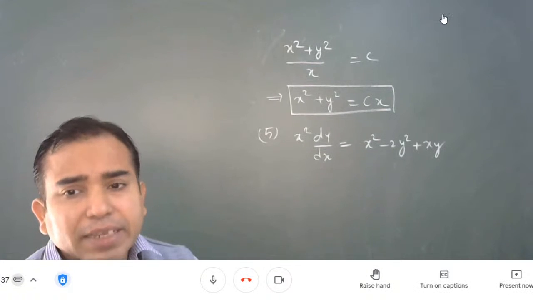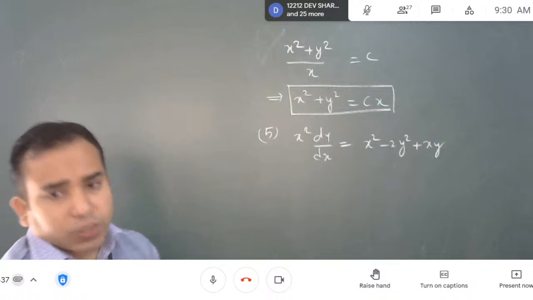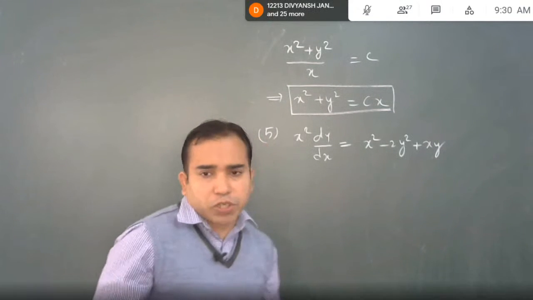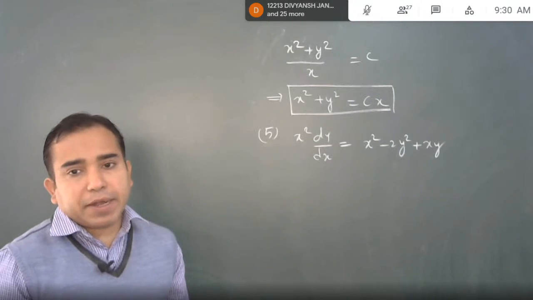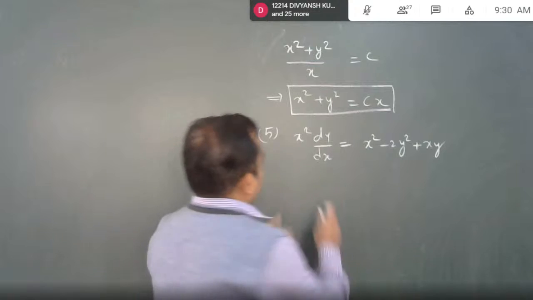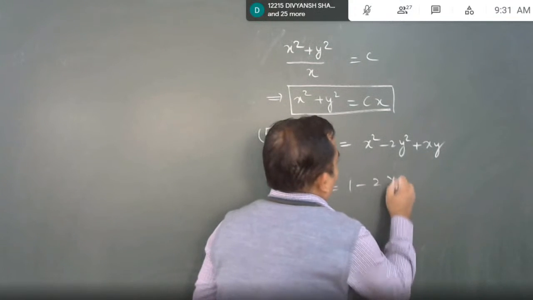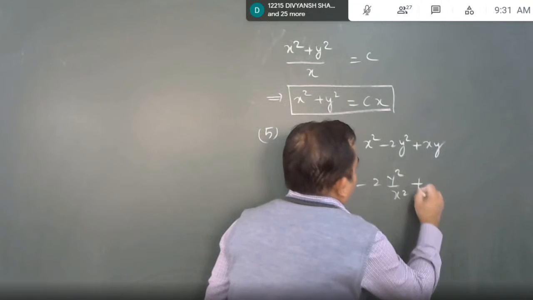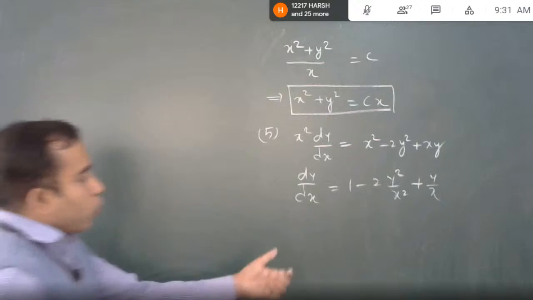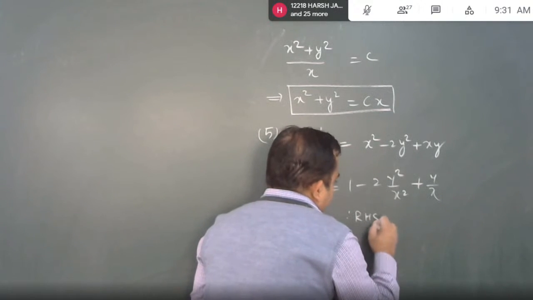So divide by x square perhaps she wants to write. Okay, x square, yes, divide by x square both the sides. Because the equation I need is in the form dy upon dx equal to something, so I don't need the multiplier, remove it. dy upon dx equal to 1 minus 2y square upon x square plus y upon x, right? Divided by x square.